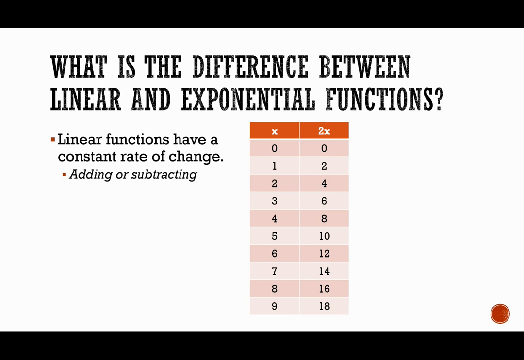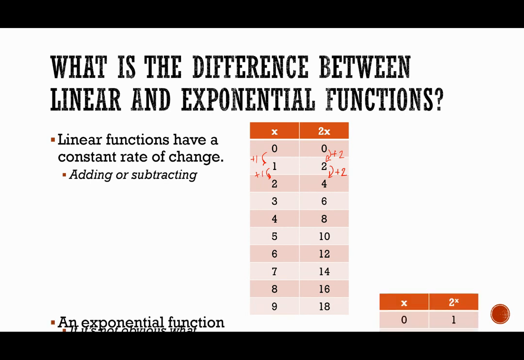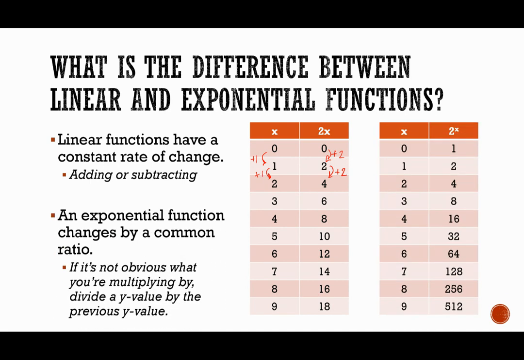So a linear function has a constant rate of change, and you're adding or subtracting for every increase in 1x. So keep in mind, we're looking at an increase in 1x. What's happening to my y values? I'm adding 2 every time for every increase in 1x value. Okay? Whereas your exponential function changes by a common ratio.